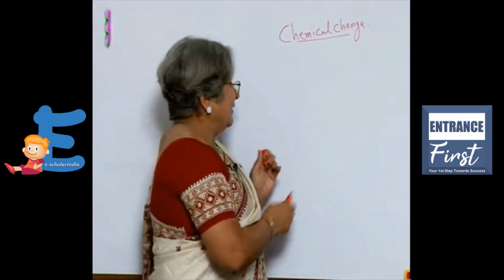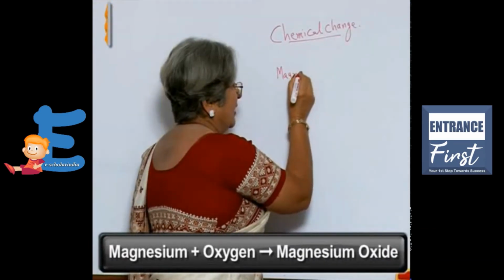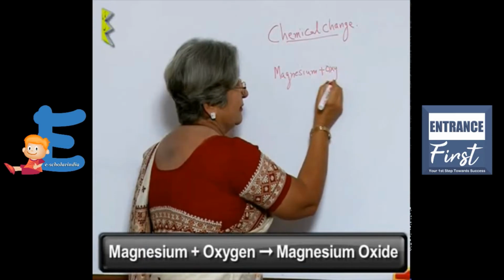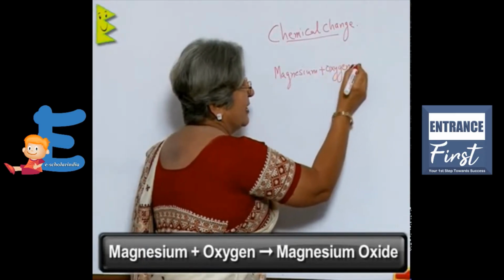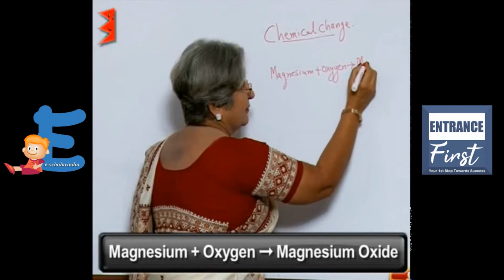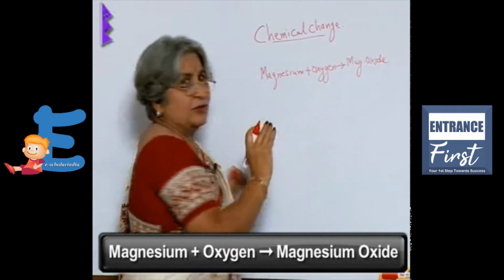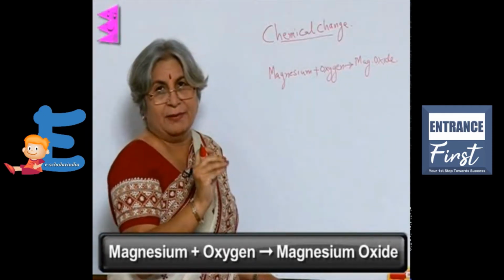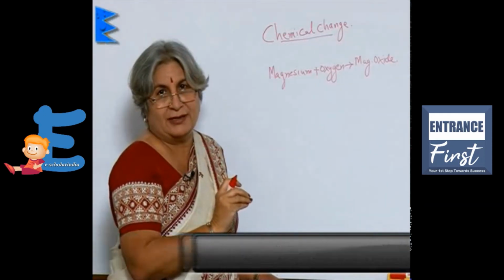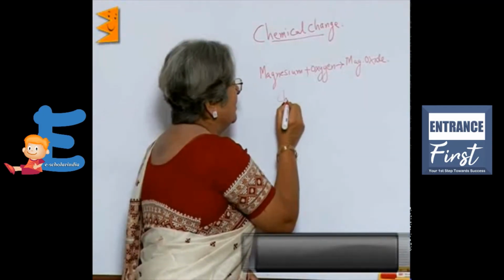We can say that magnesium, and for burning, which gas is needed? Plus oxygen gave us magnesium oxide. You don't need to say that magnesium wire burnt in the presence of oxygen to produce magnesium oxide. And what is this called? This is called a chemical equation.